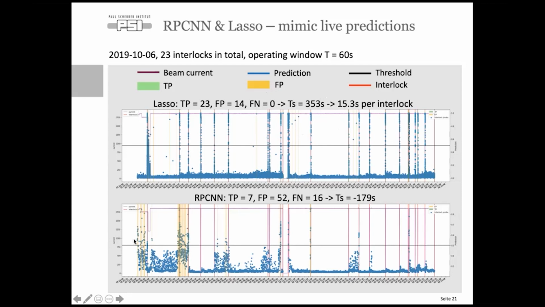And for the RPCNN, on the same day, it only captures 7 of the 23 interlocks, which means that we have 16 false negatives. It also has a lot of false positives: 52 in the whole day. So in the end, we actually lose 179 seconds in the whole day by using an RPCNN model. This shows that a rather simple Lasso model actually performs better than the very complex RPCNN model in this continuous sense.